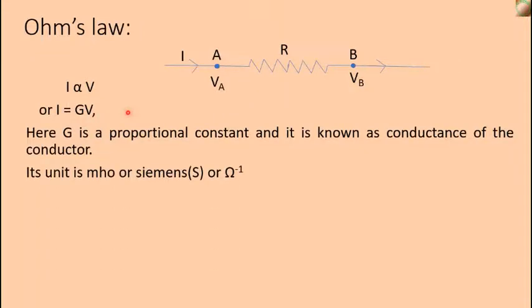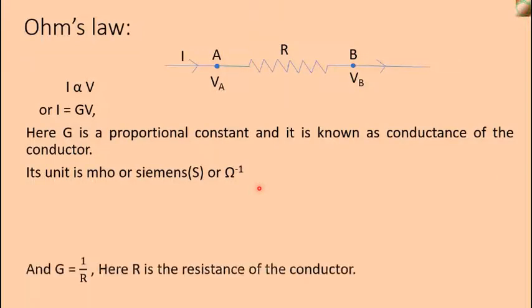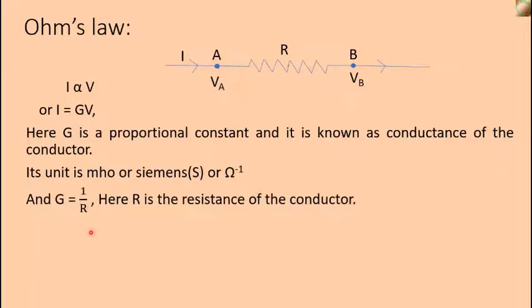This is the conductance of the conductor. Its unit is the reverse of ohm, that is mho, or Siemens, denoted by S, or per ohm. And we can write G is equal to 1 divided by R, where R is the resistance of the conductor, that is, conductance is the reciprocal of resistance. If the resistance of a conductor is more, then the conductance of the conductor will be less.